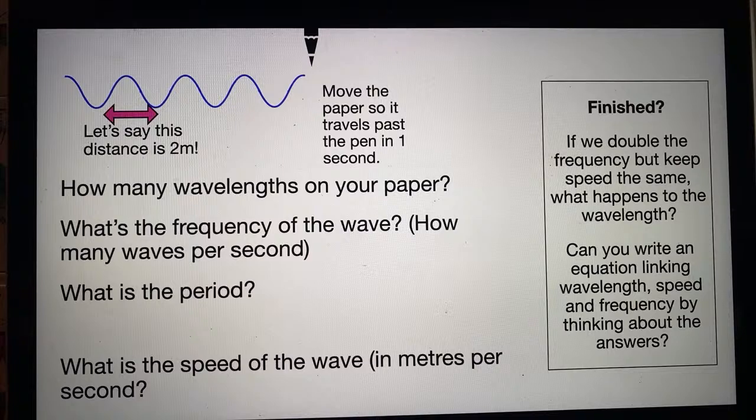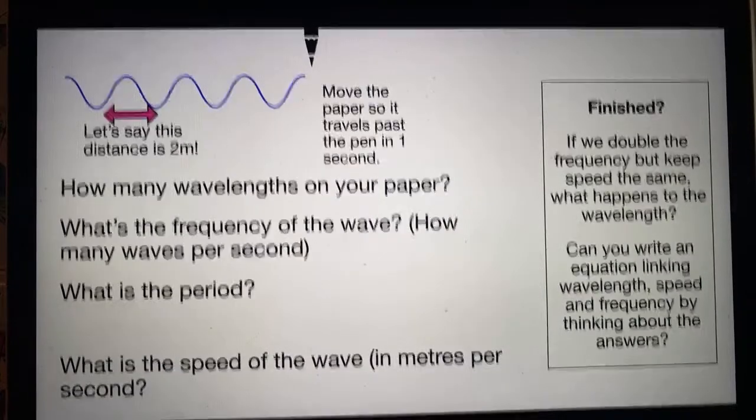What is the frequency of your wave? So how many waves per second? What is the period of your wave? What is the speed of the wave? So speed is measured in meters per second. And then if you finished all that, this is where I thought the second bit of paper might be useful. If we double the frequency, but keep speed the same, what happens to the wavelength? And if you've done all that, can you write an equation linking wavelength, speed and frequency by thinking about the answers? Those two are designed to be quite tough. Good brain exercise for you.